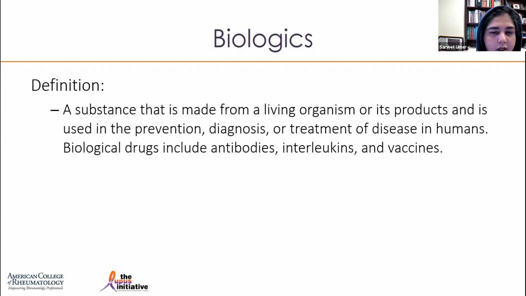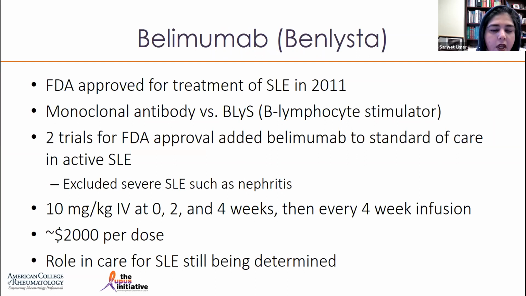Biologics definition: these are the substances which are made from living organisms and products and used in the prevention, diagnosis, and treatment of disease in humans. Biologics include antibodies, interleukin, and vaccines. These have made a big breakthrough in the world of rheumatology. The post-biologic era has made a big difference in many conditions. So the only biologic we have for lupus right now is belimumab, and Benlysta was FDA approved in 2011.